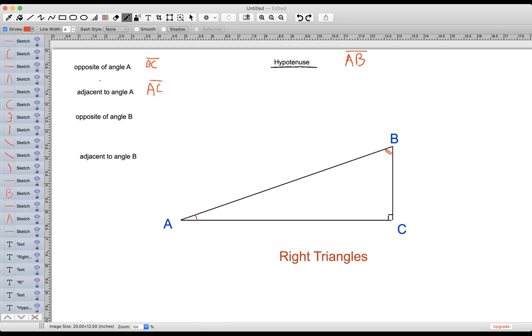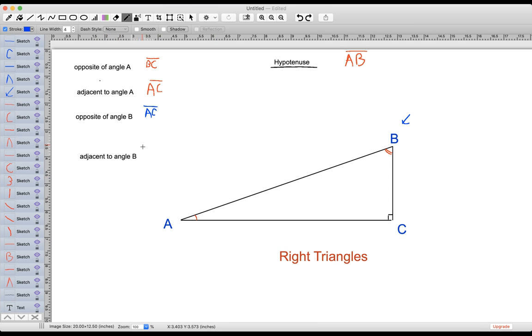Now, if I was to change and talk about the other acute angle, angle B up here, what's the opposite side of angle B? Well, the opposite side of angle B, again, is I'm going to go across the triangle, or it's going to be the side that connects the two vertices that are not B. So the other two vertices are A and C, so the side opposite B would be the side AC.